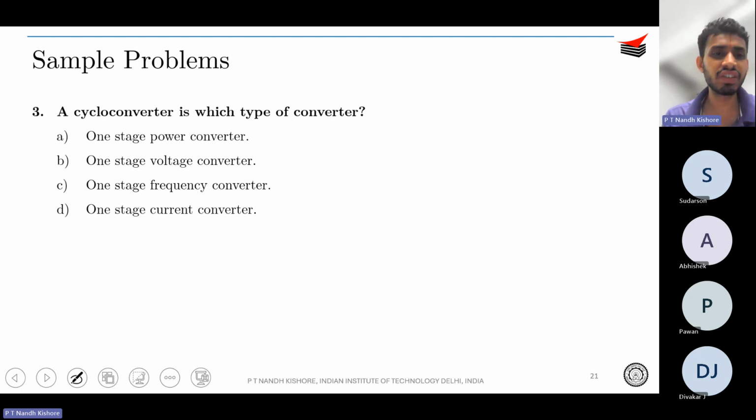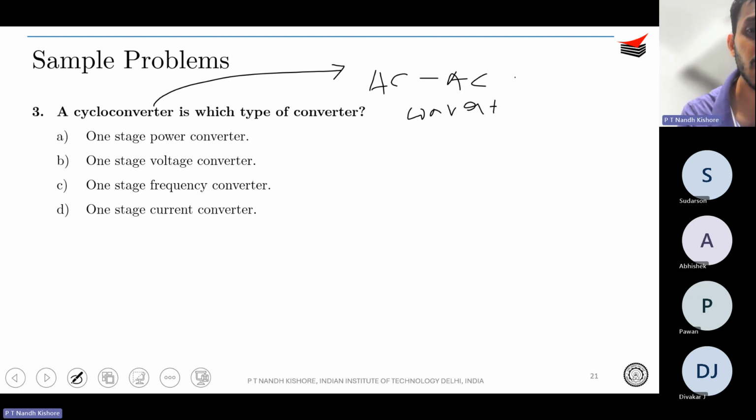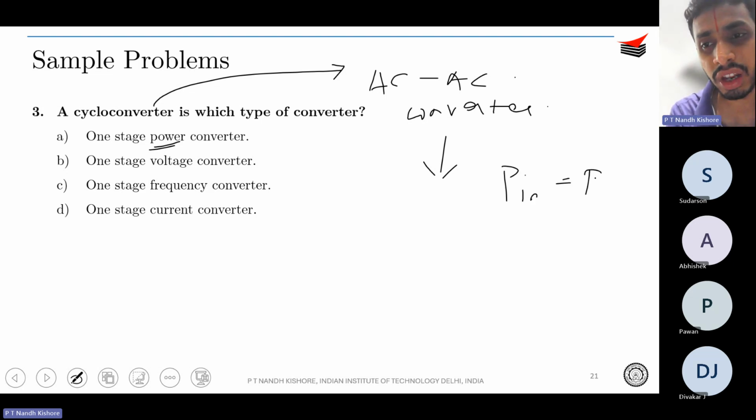Okay, so cycloconverter is which type of converter? One stage power converter, one stage voltage, one stage frequency, or one stage current converter. So cycloconverter is basically an AC to AC converter, right? If it's an AC to AC converter, any converter will never change the power. The idea for every converter is that power remains constant, P in is equal to P out, irrespective of whether it's your DC-DC converter, non-isolated or isolated, AC-DC, DC-AC, AC-AC. Therefore, power is obviously not the answer. So either it's a voltage converter, frequency converter, or current converter.